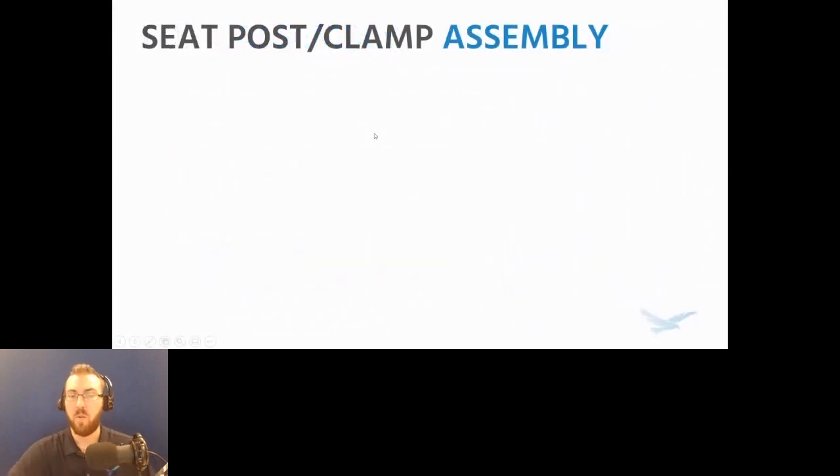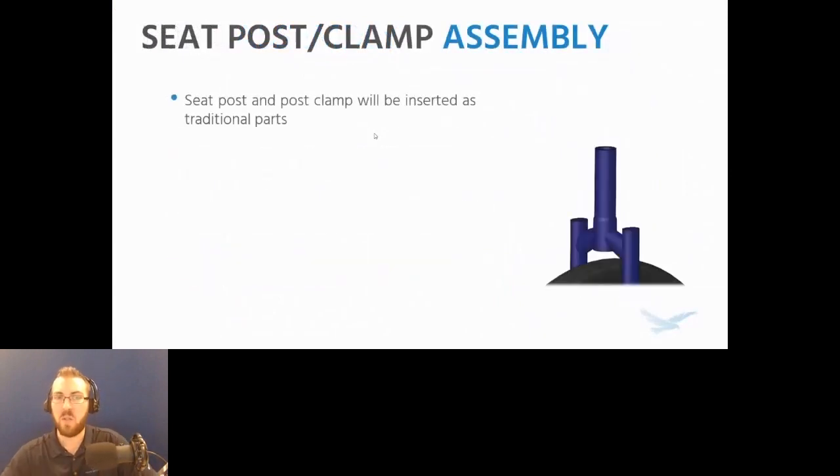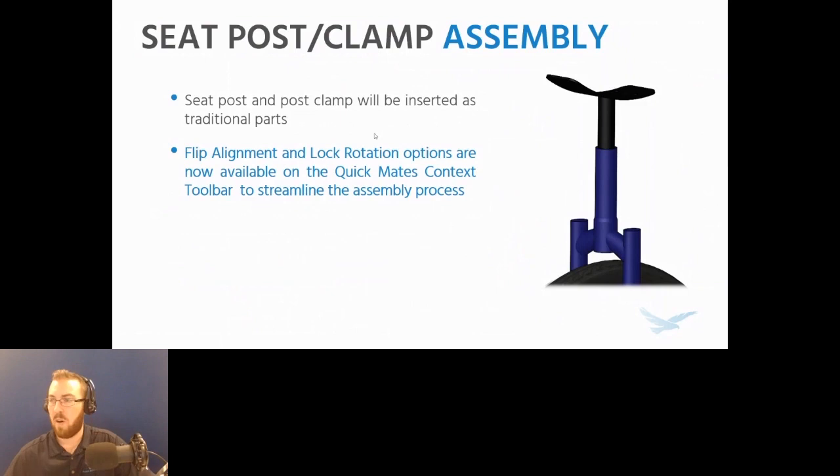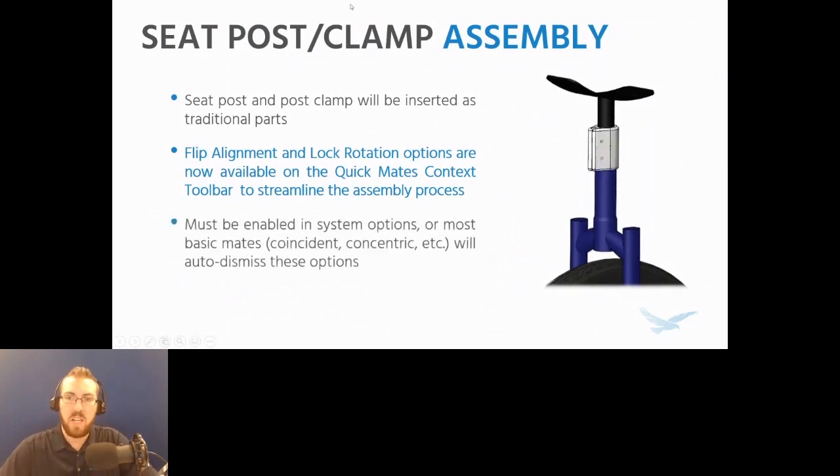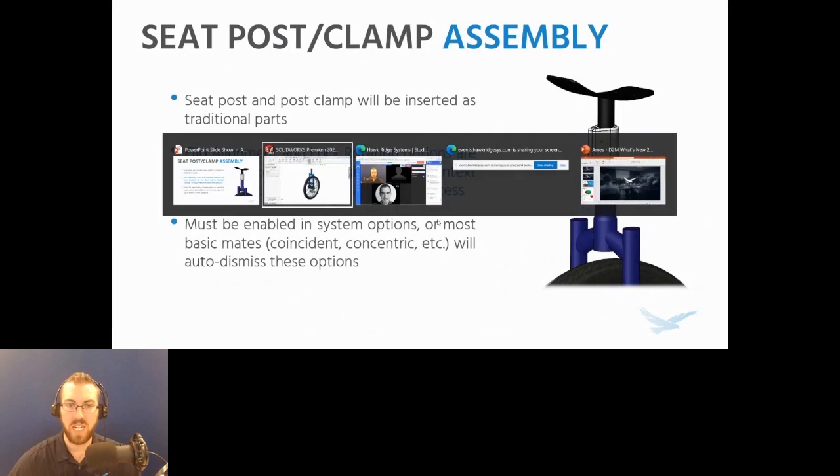The next piece is pretty straightforward as well. The seat post and clamp need to be inserted. These are just going to be traditional parts. And I already talked about this earlier in the presentation, so we're going to go over this relatively quickly. Remember how we could flip alignment and lock rotation in the context toolbar. That's what I'm going to reiterate here. Keep in mind, this does have to be enabled in system options, or your basic mates like coincident and concentric will automatically dismiss this and assume that you got the right orientation.